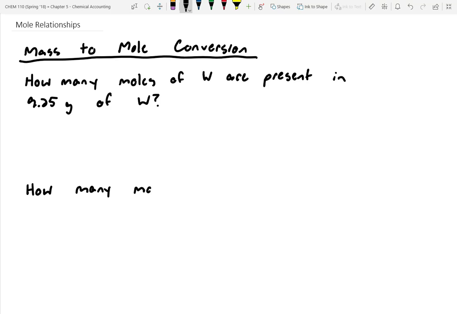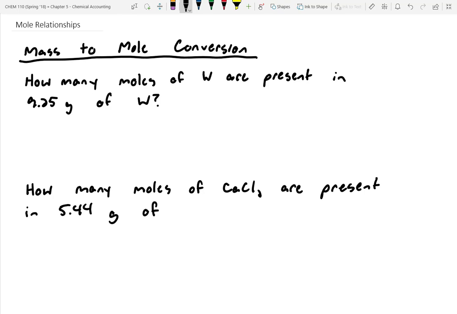That'll be your first one, and then for your second one, I'm going to give you a slightly harder one. How many moles of calcium chloride are present in 5.44 grams of calcium chloride? I'll give you a minute to work on this, but check with your neighbor and see if you agree. I will give you a hint for the calcium chloride.